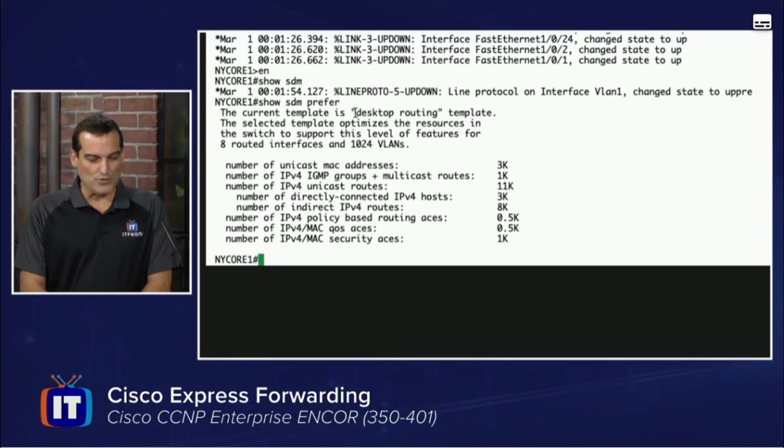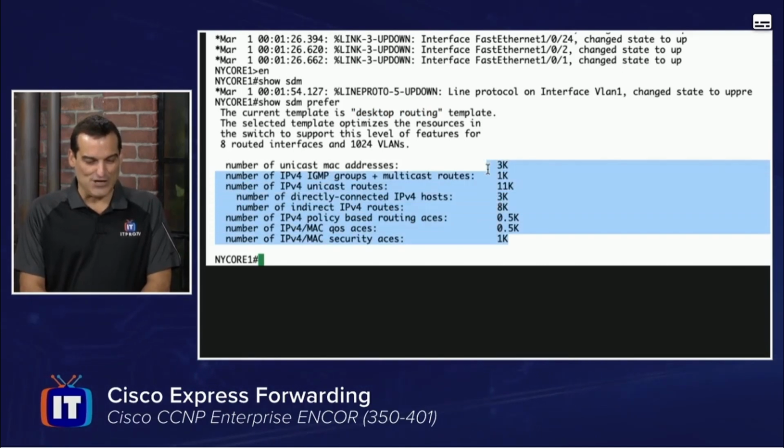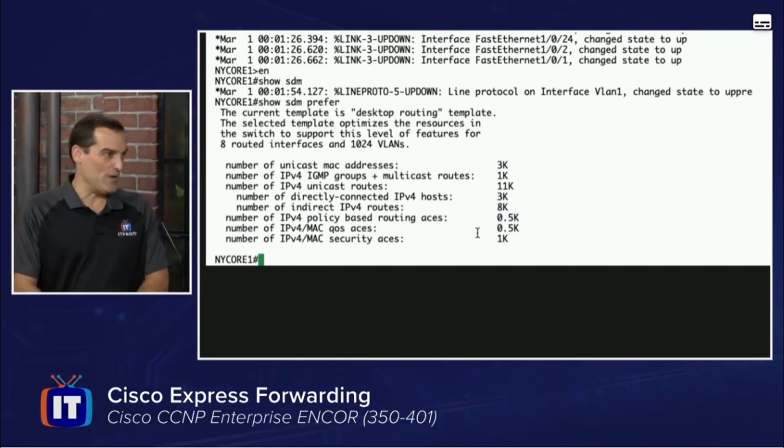Look at that, Ronnie. We are now no longer the desktop default. We are the desktop routing template. And we can see that these numbers have changed. So it is tuned now for fewer unicast MAC addresses than before and a ton of routing information. So we're getting the reservations in the TCAM for all this great routing stuff.